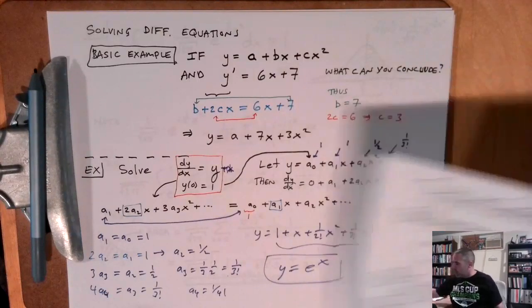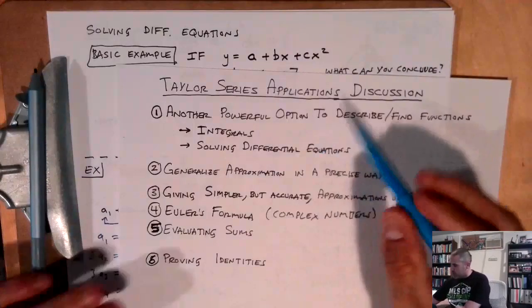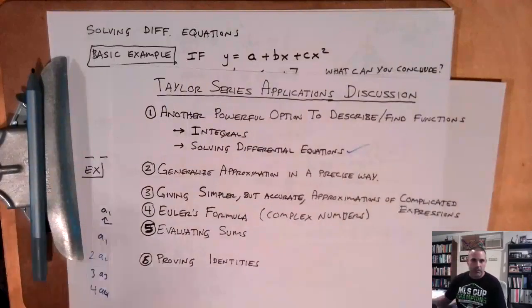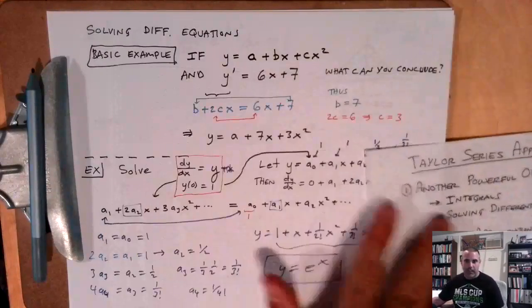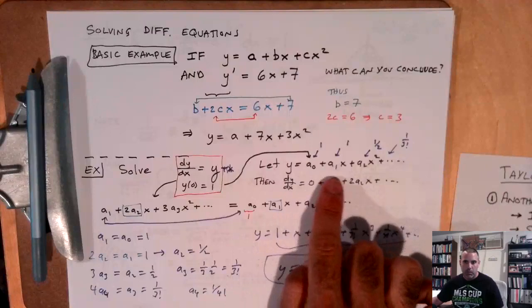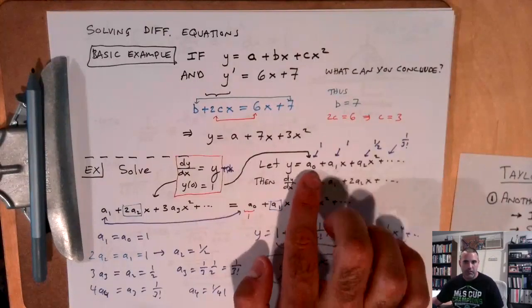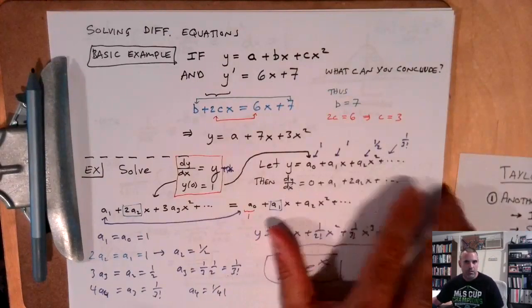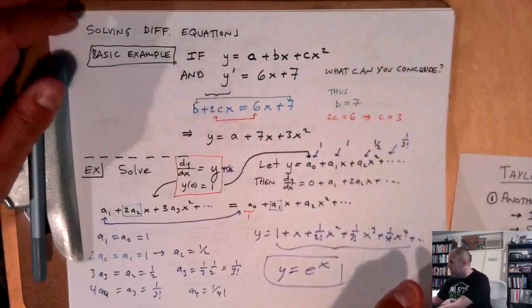Okay, so that was just solving differential equations. Hope that was kind of interesting. I just really like the idea of showing you that we don't know the function, so we just write it as an unknown Taylor polynomial and we solve for its coefficients. That's pretty slick.